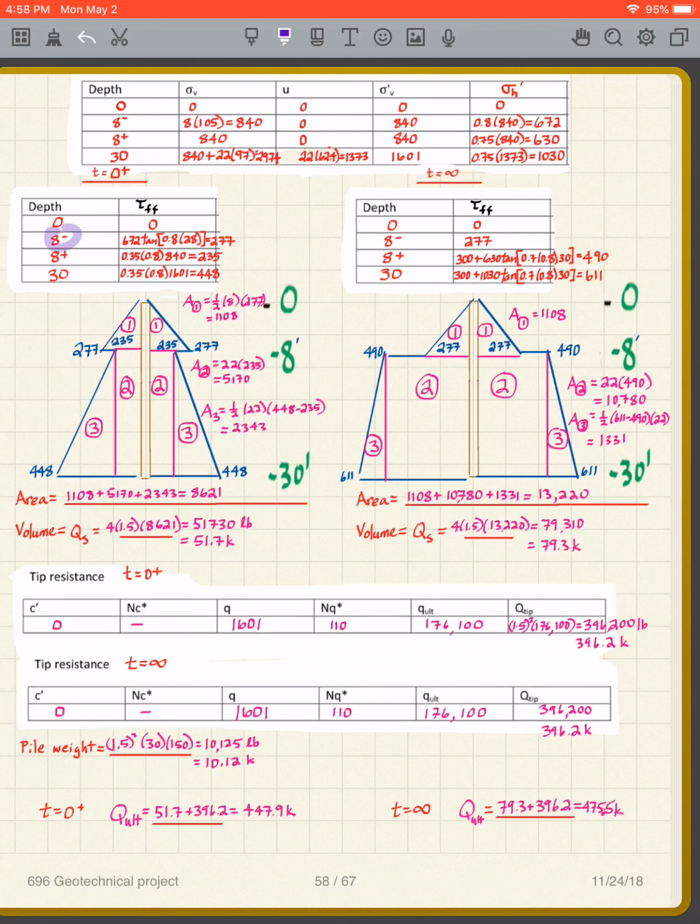That is at the bottom of the gravel, and it's 0 at the top because we have our sigma h prime of 0. And of course, since it's gravel, at t equals 0 plus and t equals infinity, it's the same. No change there. So then to get the tau ff for the silt, because it's t equals 0 plus, I have to use the undrained strengths.